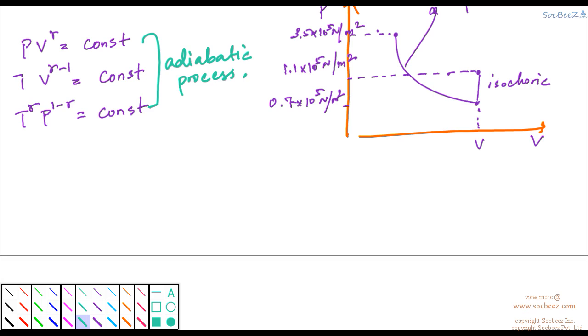Okay, so let's first of all mark these points as 1, 2, 3. So we can say that the expansion in the volume took place in the initial condition. The temperature has also changed. So we can find the temperature at position 2 using the information we are given.